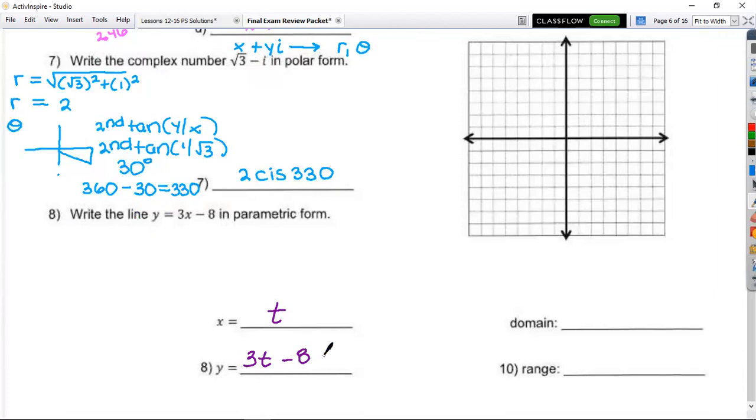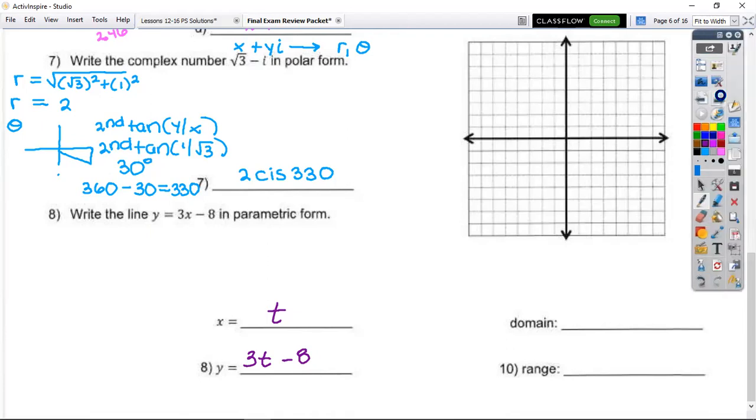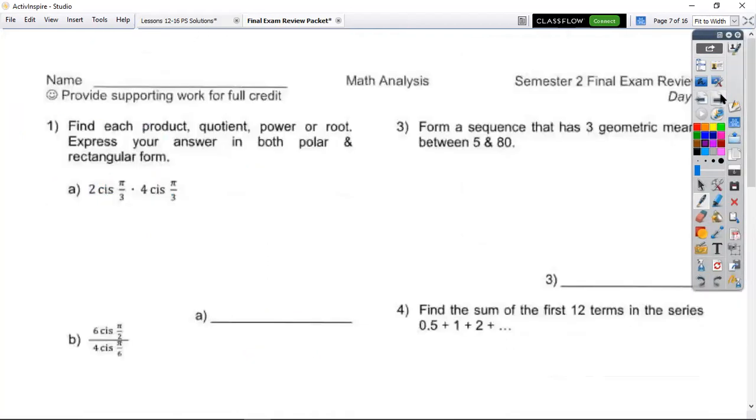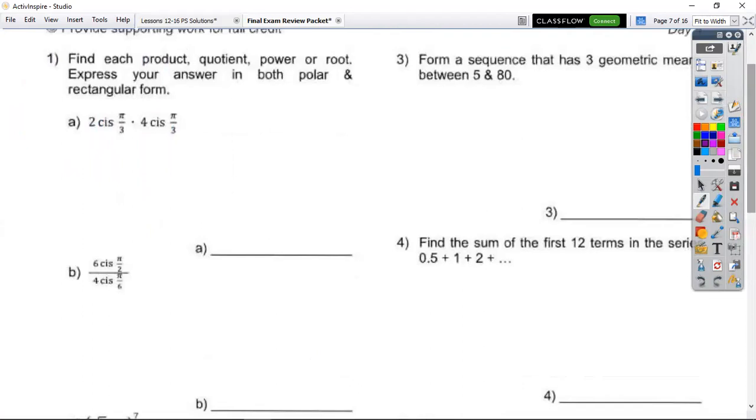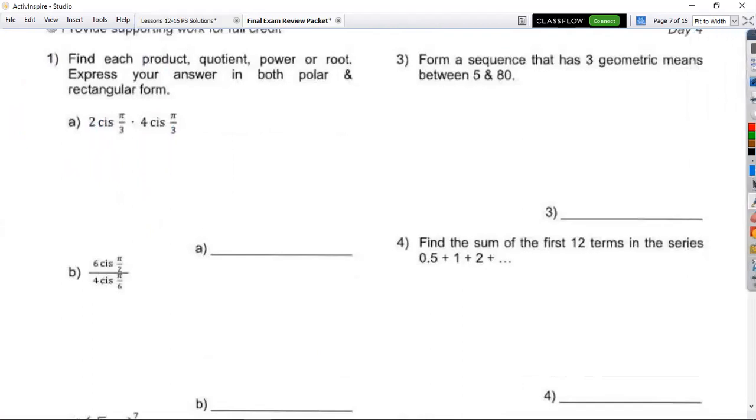All right, so over to day 4 content. And these I'm going to skip around a little bit because you guys literally just did questions like 2, 3, and 4. So I'm going to kind of focus on your concepts that are a little bit tougher instead. So number 1. Find each product, quotient, power, or root, and express your answer in polar and rectangular.